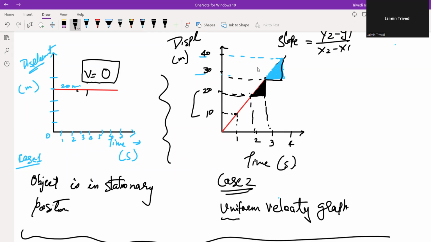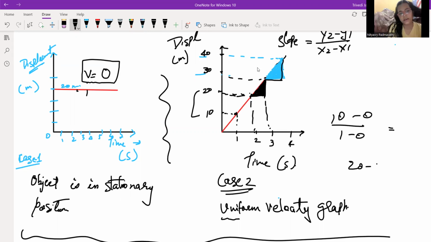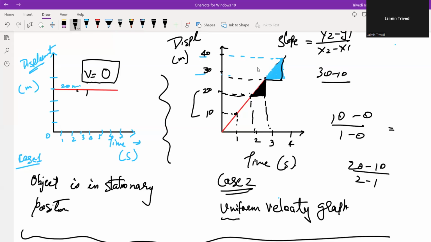Now, see, this graph is uniform velocity. Same value you will get. If I subtract this minus this, as we did here, what's the value? 10 minus 0 by 1 minus 0. Same, 20 minus 10, 2 minus 1. Same, 30 minus 20 divided by 3 minus 2. All these values will be 10, 10, 10 meter per second. So it shows it is moving uniformly.